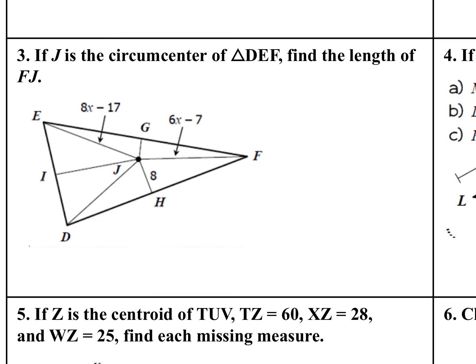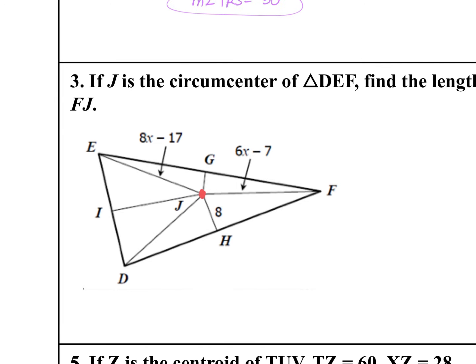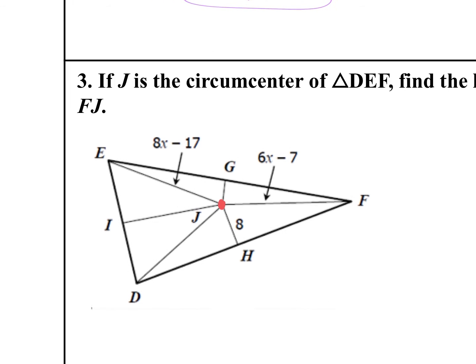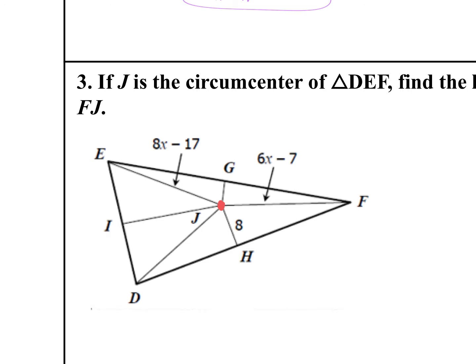Now let's do number 3. J is the circumcenter of triangle DEF. Find the length of FJ. Okay, so J is the circumcenter. Since J is a circumcenter, then I can conclude that GJ, HJ, and IJ are perpendicular bisectors.